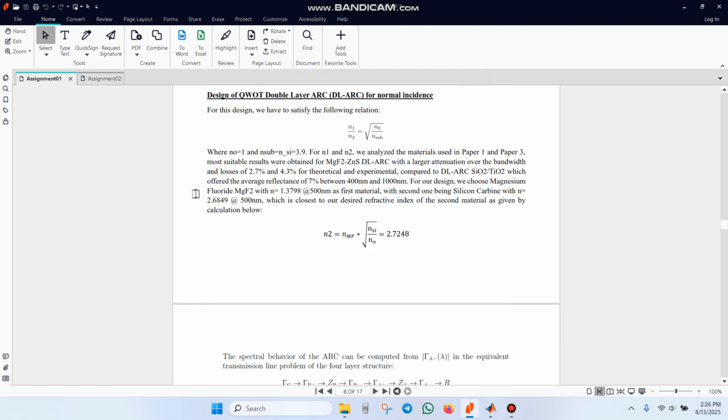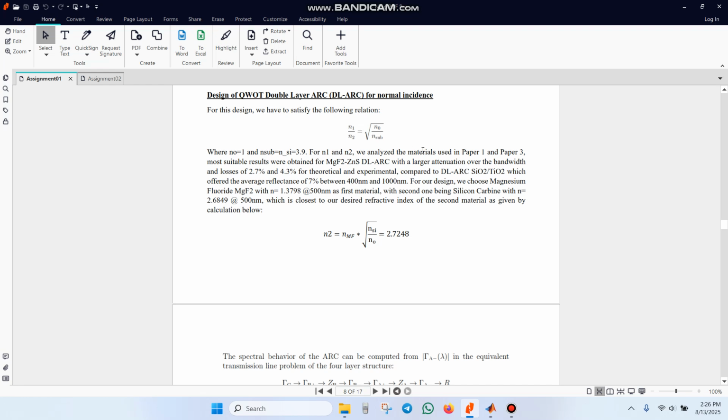Right, for double layer ARC, also following the quarter wave optical thickness design, this is the design formula that we have, where N naught and N sub are basically the refractive index of the first medium and then the substrate, which in our case is silicon, and N1 and N2, the ratio of N1 and N2 basically represents the two refractive indexes of the two layers that we are going to select.